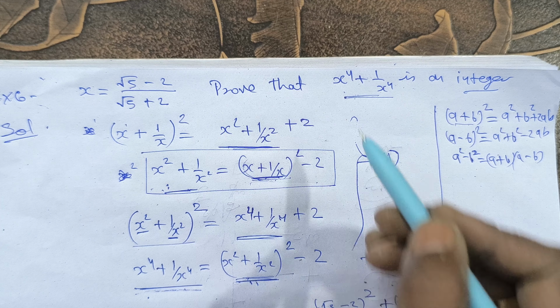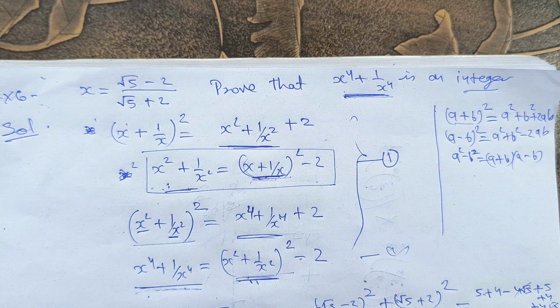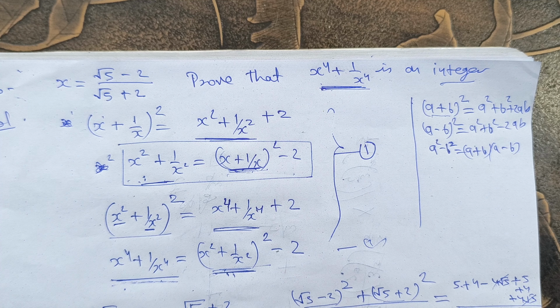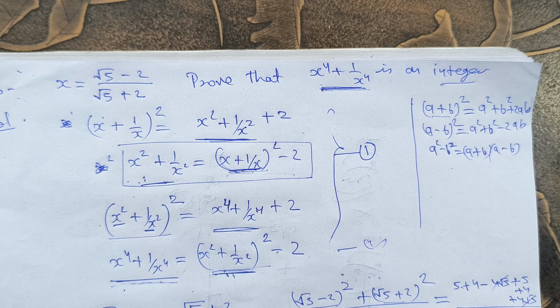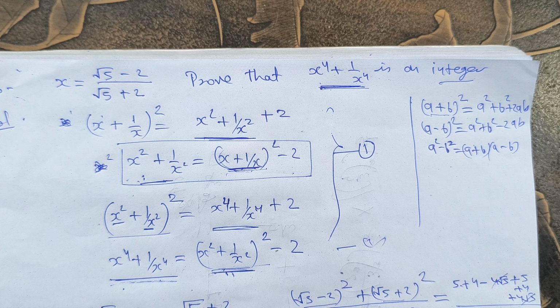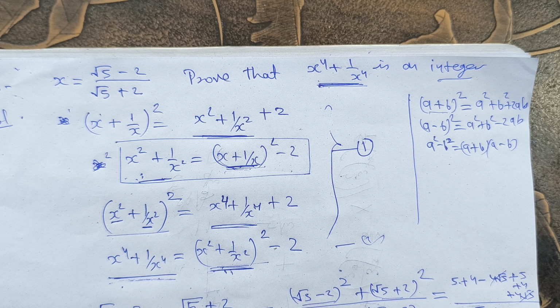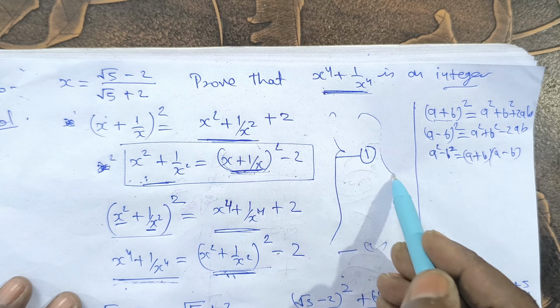First we need to find x power 4 plus 1 upon x power 4. We don't know the formula of x power 4. We can remember it, but that's not a basic formula. We should always remember the basic formulas. No need to learn so many formulas. The basic formulas are a plus b whole square, a minus b whole square, a square minus b square, a cube, b cube. After that you can make the other formulas, right? So I made the formula from here, right?